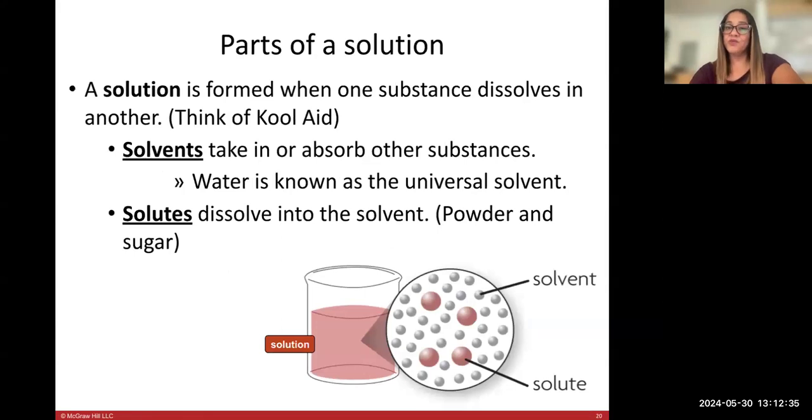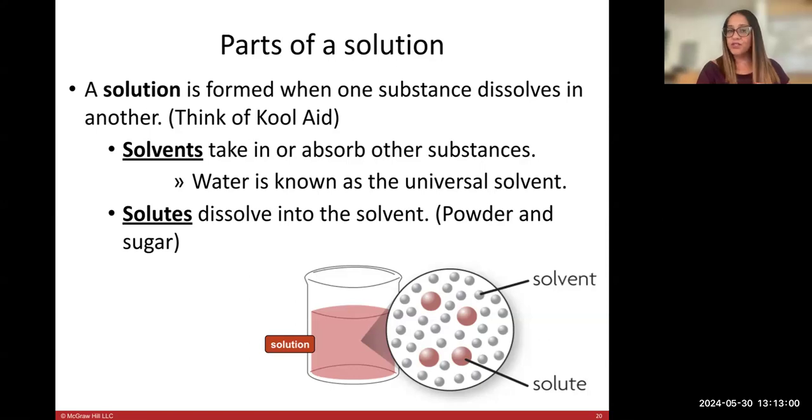A solution is formed when one substance dissolves into another, and I like to use Kool-Aid as an example for this because everybody has at least heard of Kool-Aid if they have not had it before. But in a solution, you have a solvent and a solute. Solvents take in or absorb the other substances. Water is known as the universal solvent. So you put water pretty much in any form, it's going to absorb whatever you put in it.